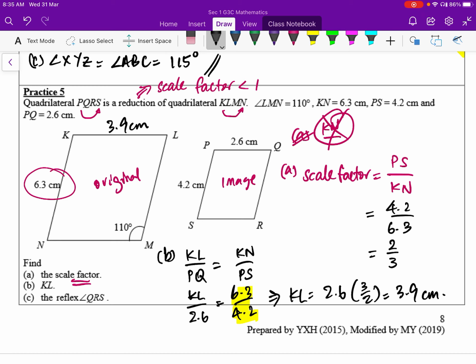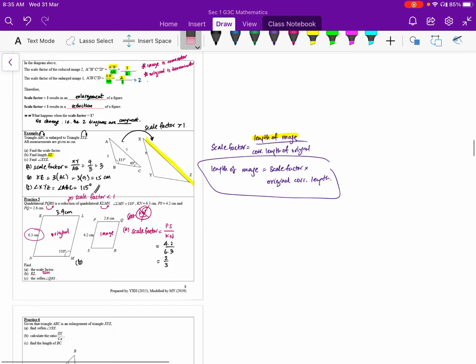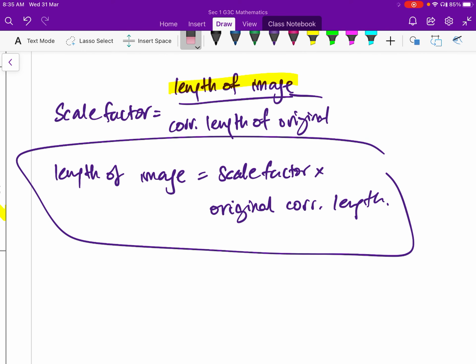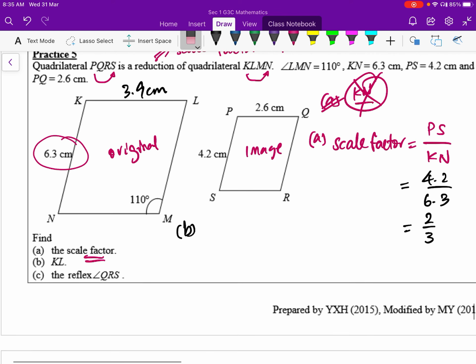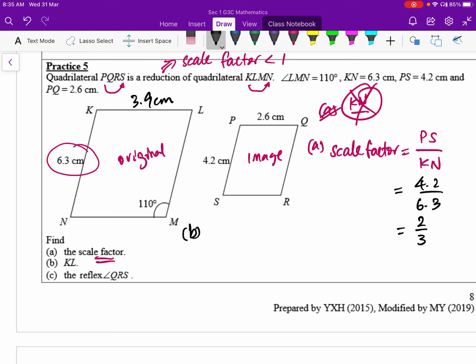So this is one way to present it without explicitly using the scale factor. If you want to apply what I covered yesterday, I think I wrote on the side over here: length of image equals the scale factor times the original corresponding length. The result equals the scale factor times the original. We can use this also, but you need to be very clear that your KL is your original. Therefore, in part B, the alternative working is like this. We want to find KL, so we write PQ is equal to the scale factor. The scale factor is 2 over 3.